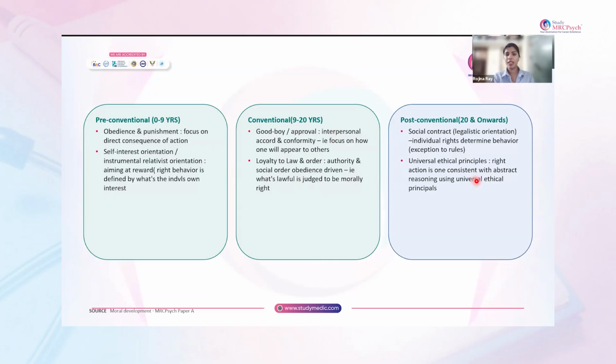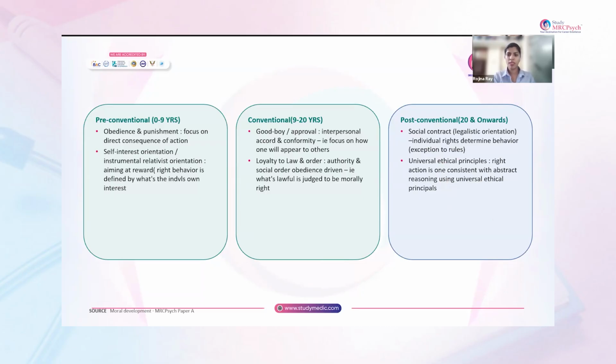Now coming to the third level, the post-conventional level. Here the individual may answer that Heinz should steal because the right to life is more important than any other law. The wife has a right to live, and it is more important than any other law. Whereas in the final stage, the individual may answer that he shouldn't steal, though the situation is tragic, because it breaks the universal ethical principles.